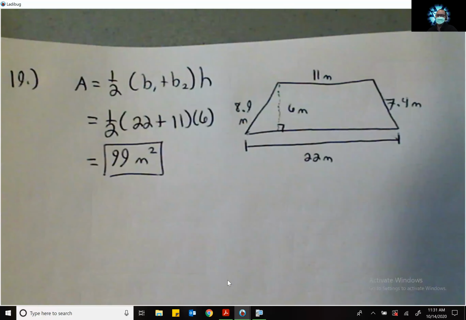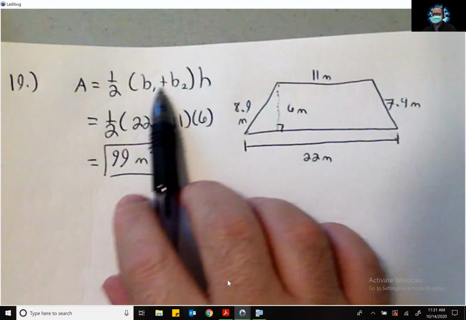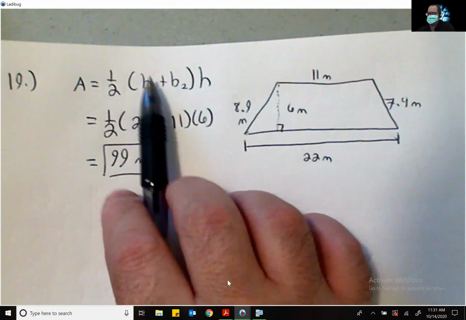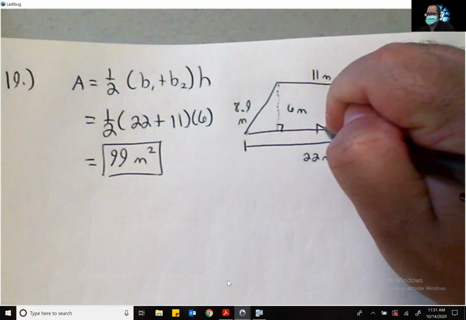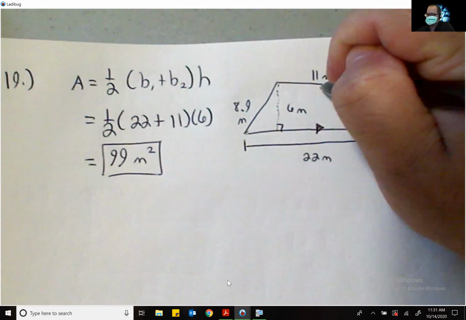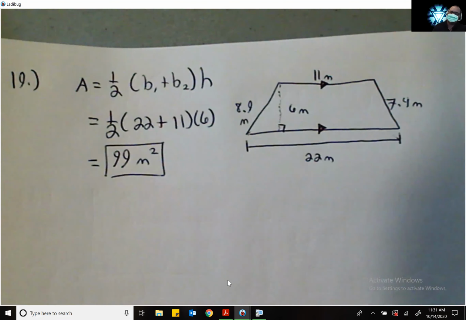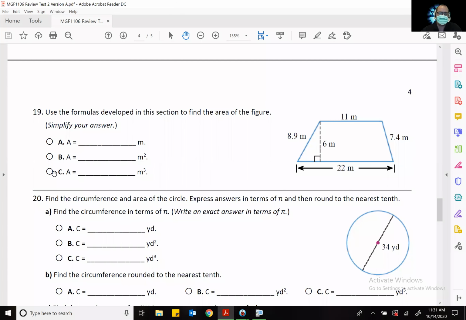And there you go. And you'll always know the bases, because remember, these are the parallel sides. So your bases are always the parallel sides. So those are my 2 parallel sides in the trapezoid. So that should be B1, B2. And again, this one is a multiple choice. So would you select A, B, or C for the meters squared? B. Perfect.